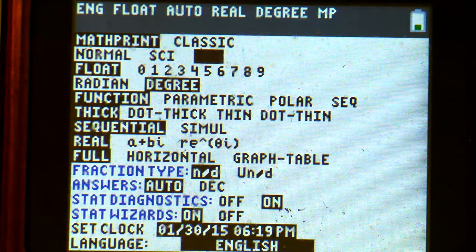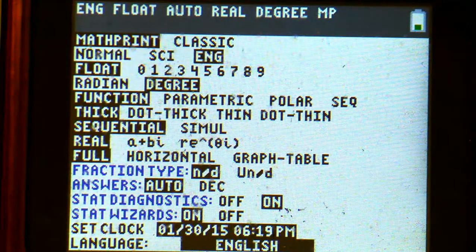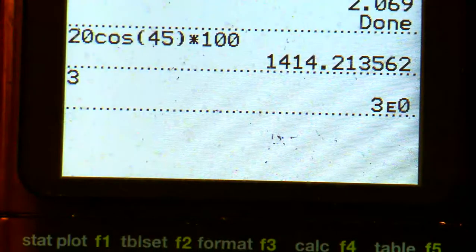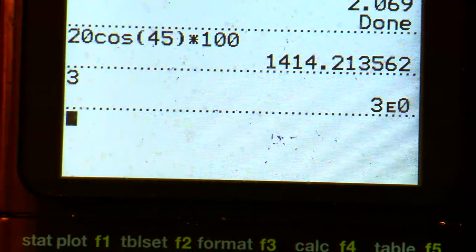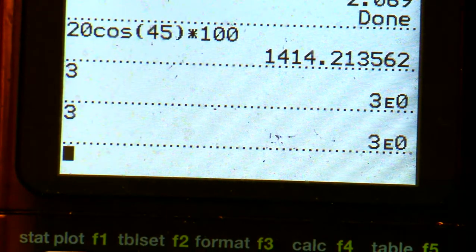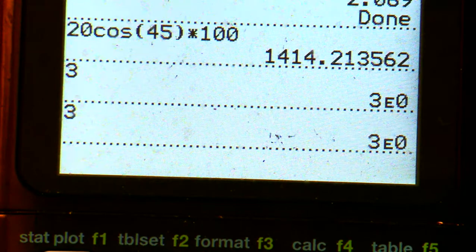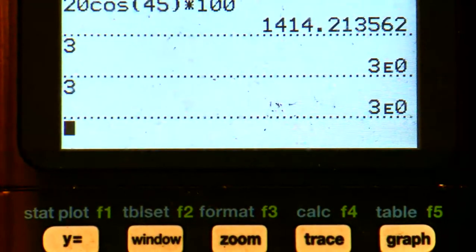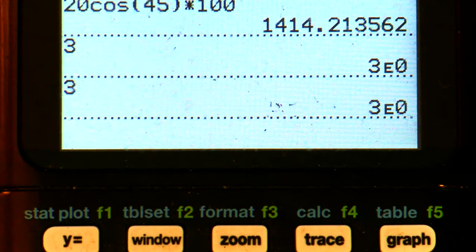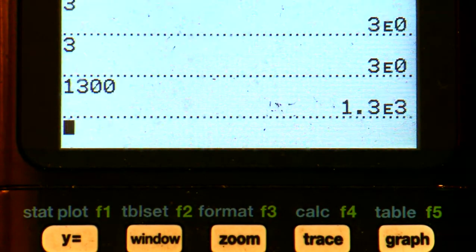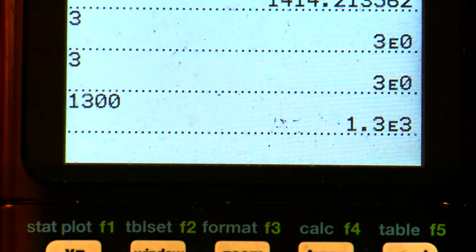So if I put it into engineering form, it will always adjust the exponent to be a multiple of 3. So if I ask it, what is the number 3 now? It should just say 3, well, times 10 to the 0 power. If I ask it, what is 1,300? It'll say, oh, that is 1.3 times 10 to the 3rd power.